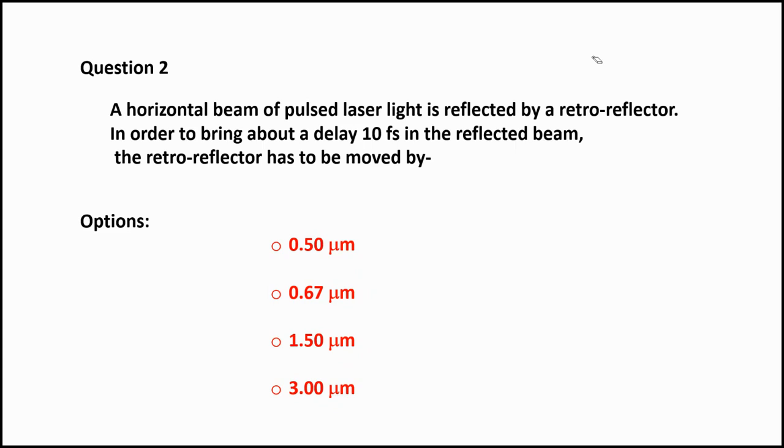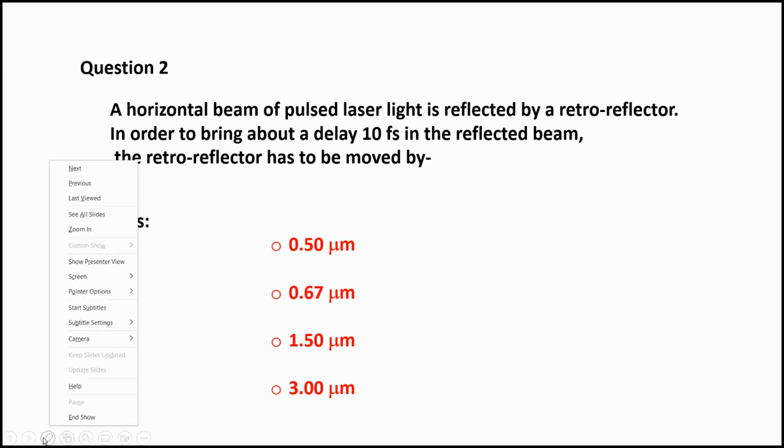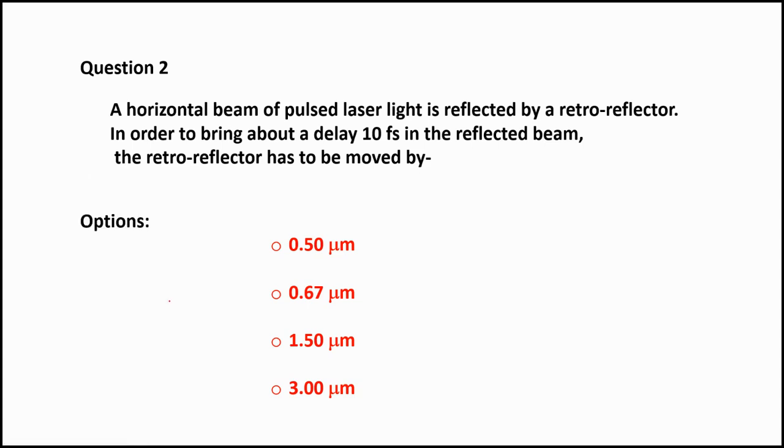The question 2 is: a horizontal beam of pulse laser light is reflected by a retroreflector. In order to bring about a delay of 10 femtoseconds in the reflected beam, the retroreflector has to be moved by how much. Now, this is the case of the time lag which is used to measure. We are talking about the pulse laser light.